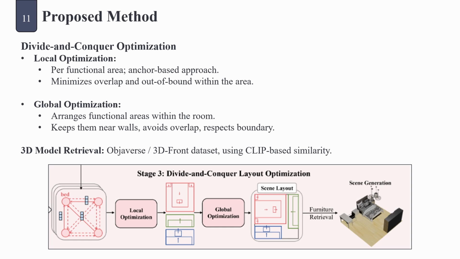Finally, the optimized layout is used to retrieve suitable 3D object models from a database, like Objaverse or 3D-FRONT, using CLIP-based similarity measures, and the objects are scaled and placed accordingly.